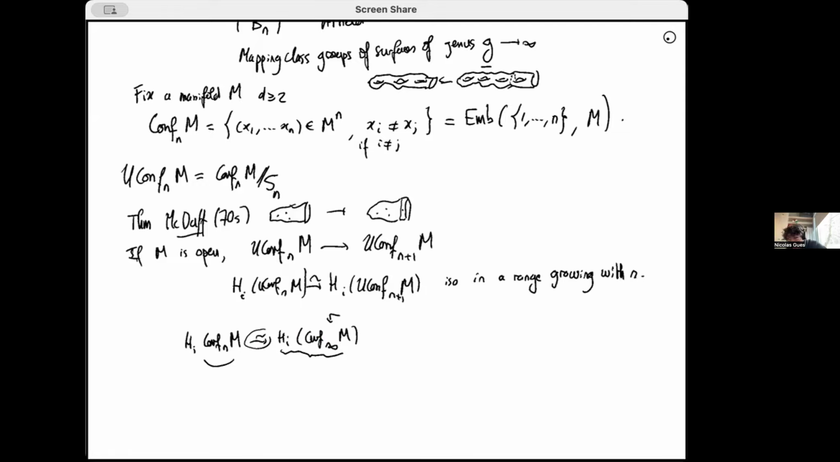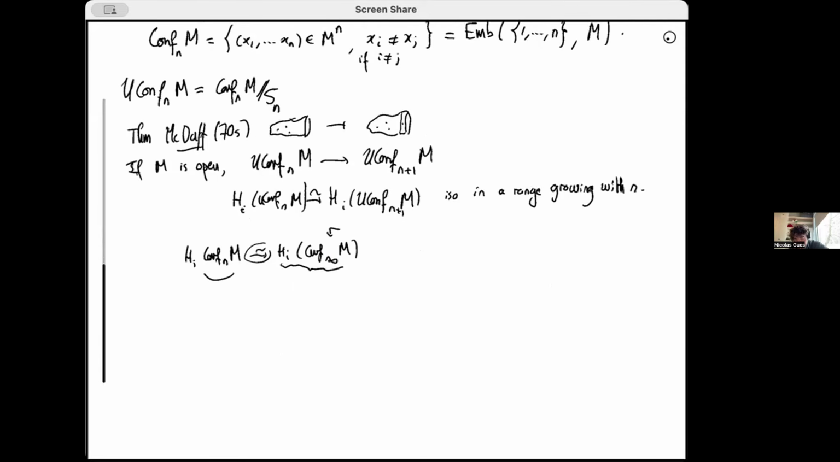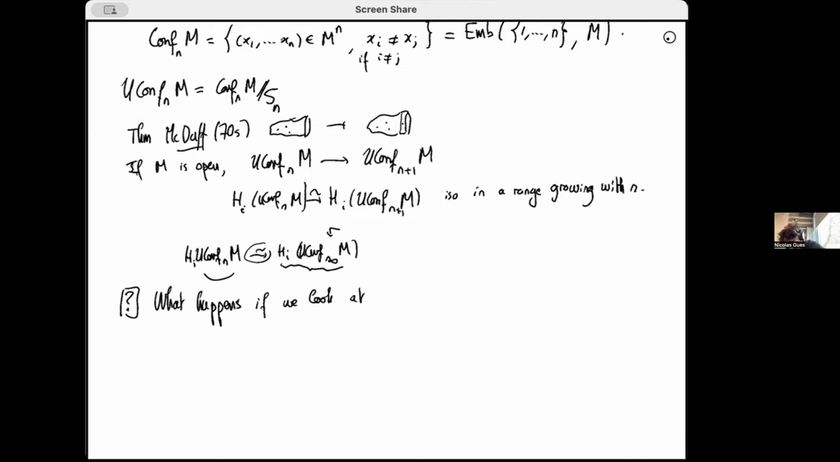So this is the kind of theorem we're interested in, but there are a lot of situations where it doesn't work, for kind of obvious reasons. So for example, what happens if I look at the ordered version? I'm sorry, so this was the unordered configuration space.